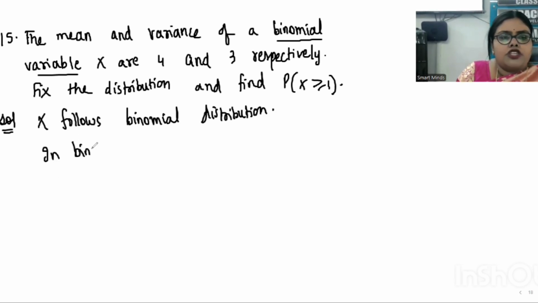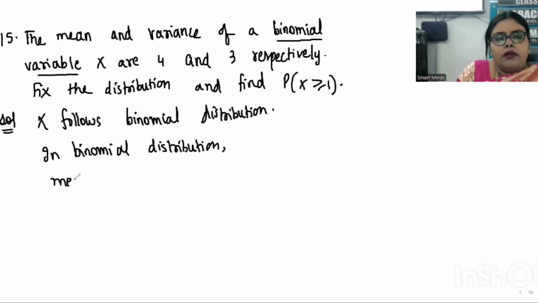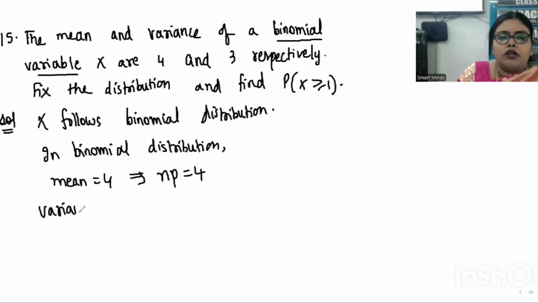So in binomial distribution, what is given to us? Mean and variance is given. Mean equals to 4. That means in binomial distribution, formula for mean is NP. NP is equal to 4 and variance is equal to 3. Variance formula in binomial distribution is NPQ is equal to 3, where N is number of trials, P is success and Q is failure. So NP is 4 and NPQ is 3. Let's say this is equation number 1, this is equation number 2.